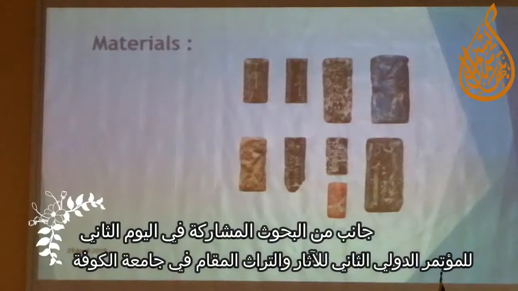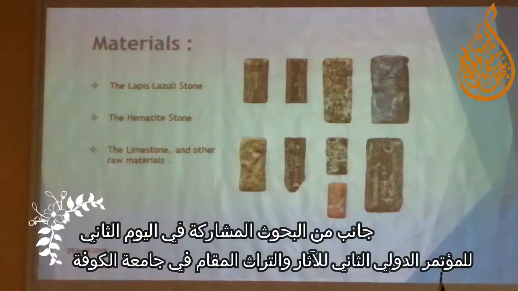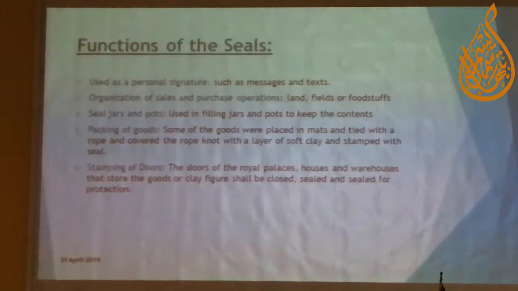Materials. The seals are made of stone, the hematite stone, the limestone, and other rock and metals. Function of the seals: used as a present, lineage, such as marks and taxes. Organization of seals and power shares. Our nation is land fields, our food, food stock, seals, chairs, and bodies.